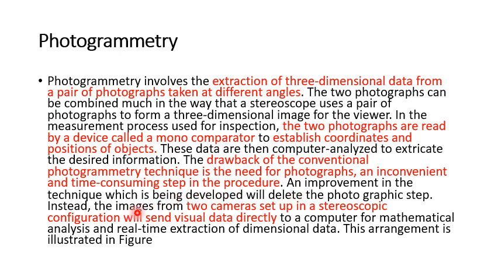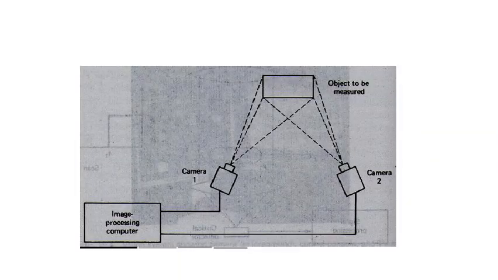Instead, the images from two cameras set up in a stereoscopic configuration will send visual data directly to a computer for mathematical analysis, and real-time extraction of the dimensional data can be done. This arrangement is illustrated in this figure. This is the object, and the two cameras are situated at different angles, taking pictures at different angles. The images are sent to the image processing computer, which directly analyzes them and creates the geometrical dimensions of that object.